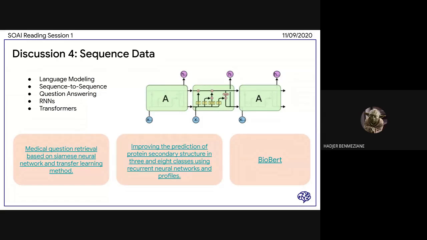Okay, so sequence data are basically text, videos, audio, sound, speeches, etc. These are considered sequence data. So the first word will lead to another one, will lead to another one, etc. Language modeling is the first task in NLP, natural language processing, that considers the task to predict the next word in a sentence.